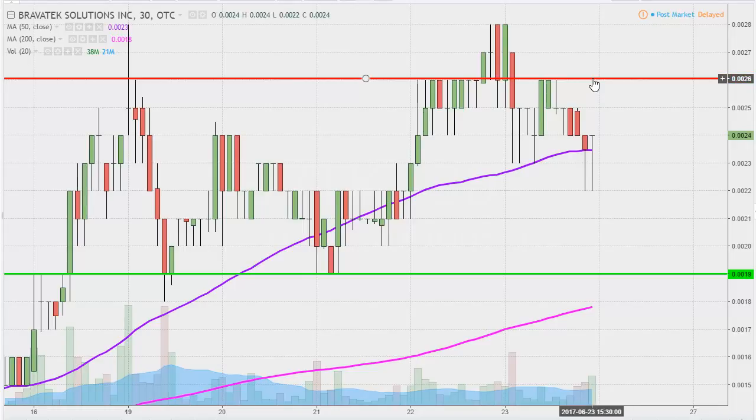0026 is right back to acting as resistance. You can see the bulls made another attempt at it here and got rejected by it. And then the overall area of support is at 0019. But as things stand right now, obviously the price isn't even close to that.